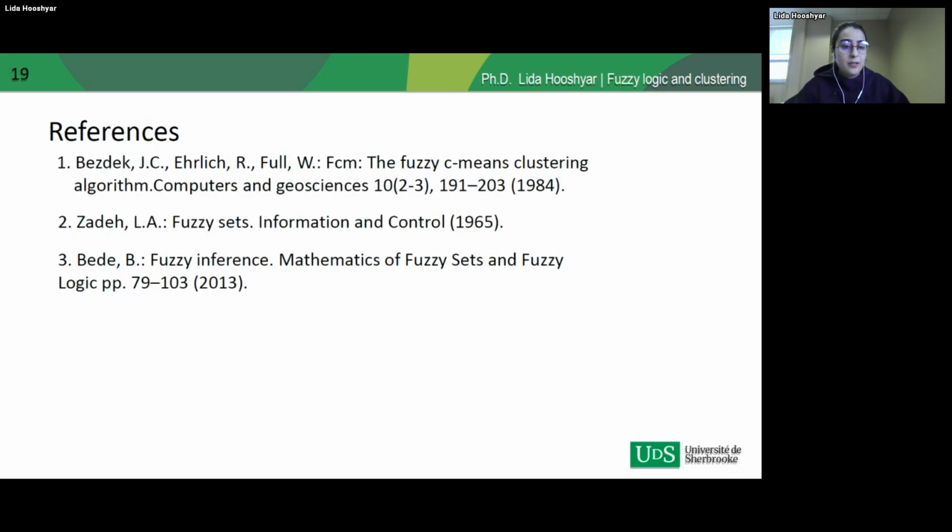And these are the main references that I have used for my presentation. The first one is related completely to fuzzy C-means, and the second one is related to fuzzy sets, the starting point, the introduction of the fuzzy set. And the last one is a book that includes several fuzzy concepts, specifically fuzzy C-means and fuzzy equivalence relationship clustering.